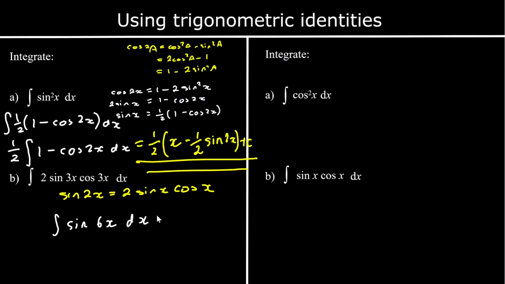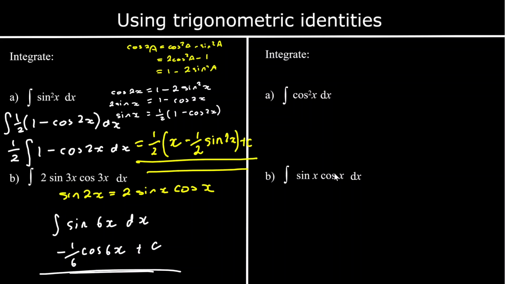So sine integrates to give a negative cos, and we divide by the bracket differentiated, which is 6. So it's minus a sixth cos 6x plus c. So if we differentiate this, a cos differentiates to give a negative sine, times by the bracket differentiated, so we get sine 6x, which is the same as 2 sine 3x cos 3x.